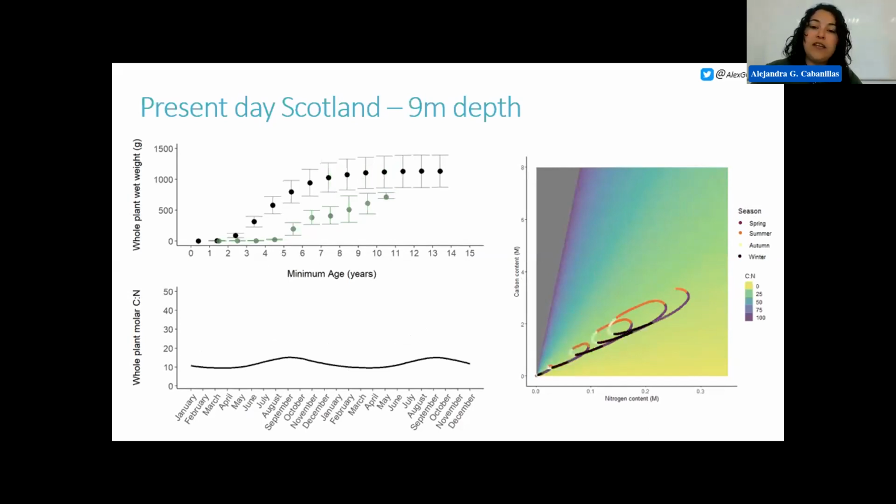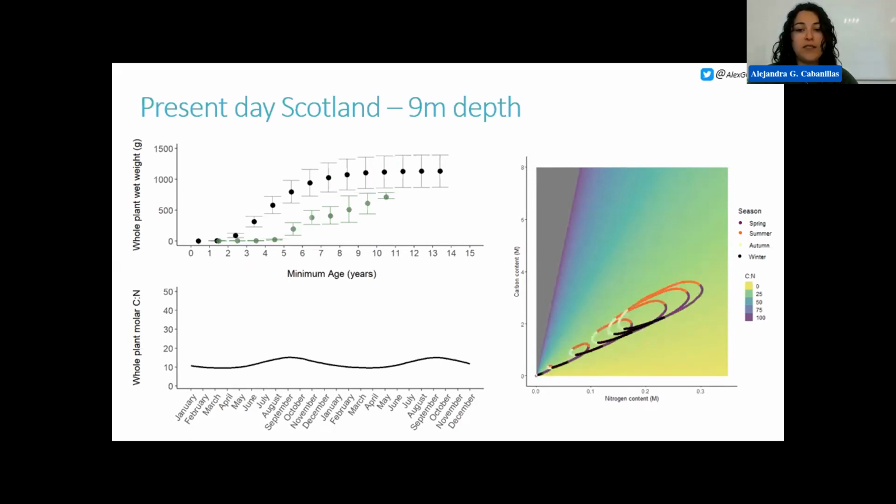We move on to simulate a plant growing at 9 meters, and we're comparing it to the empirical data that we have for that depth, also from Jupe's thesis, also for our sake. The key aspect here is that the curve is similar, but the plants growing deeper are smaller than ours. The process behind this is light availability.